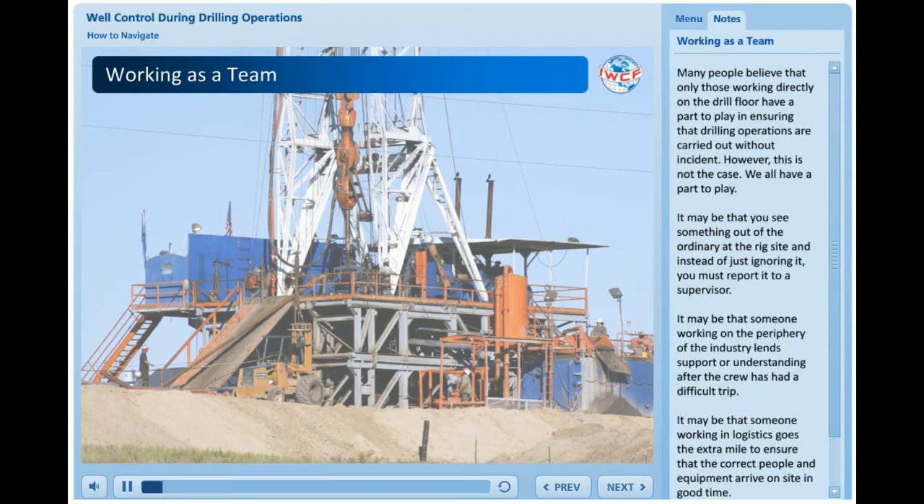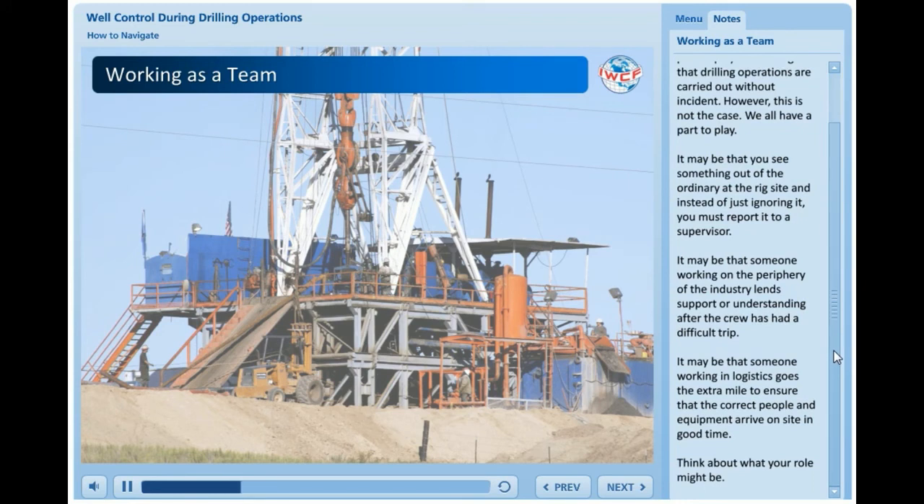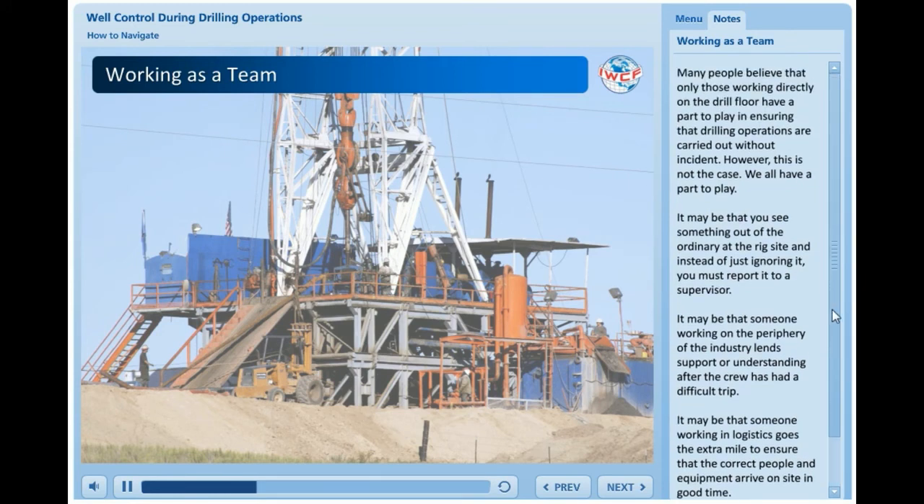Many people believe that only those working directly on the drill floor have a part to play in ensuring that drilling operations are carried out without incident. However, this is not the case. We all have a part to play.